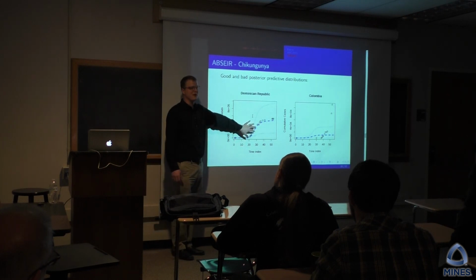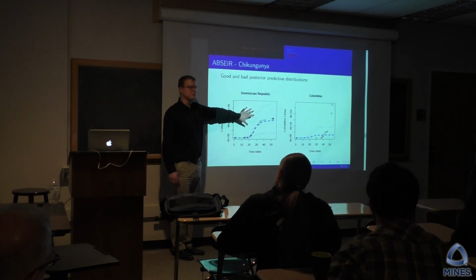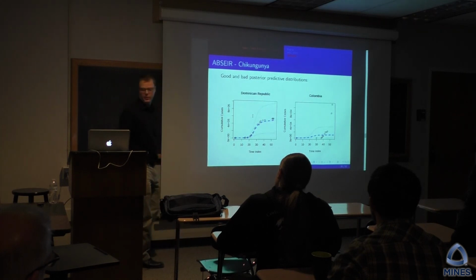So working with ABC, you don't have that luxury. You have to have a model that generates reasonable replicate data sets to start with, or you're never going to improve upon this. So maybe this approximation is good enough for this problem, but it is clearly not capturing all of the variability, and that's an important point.